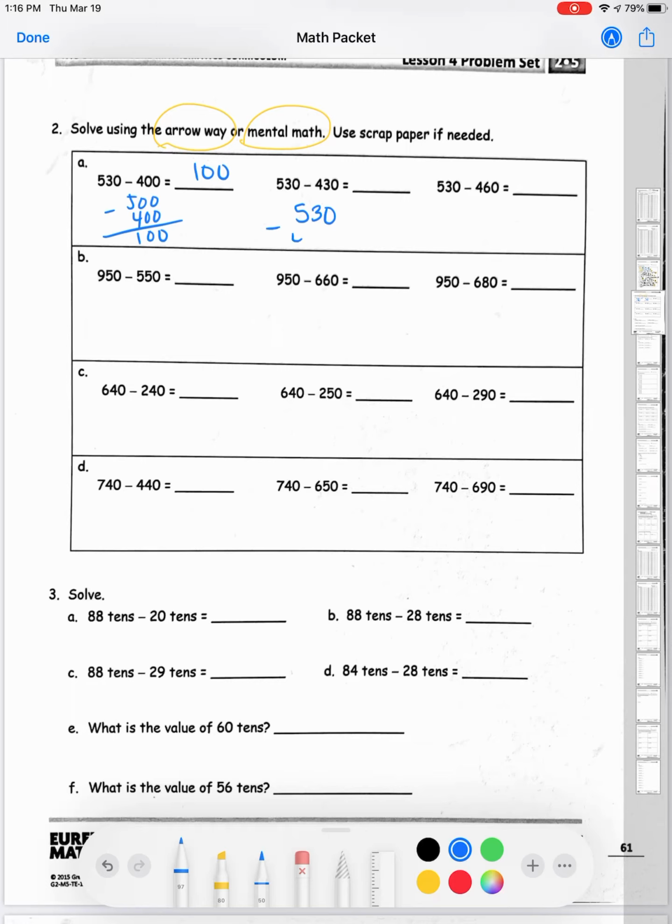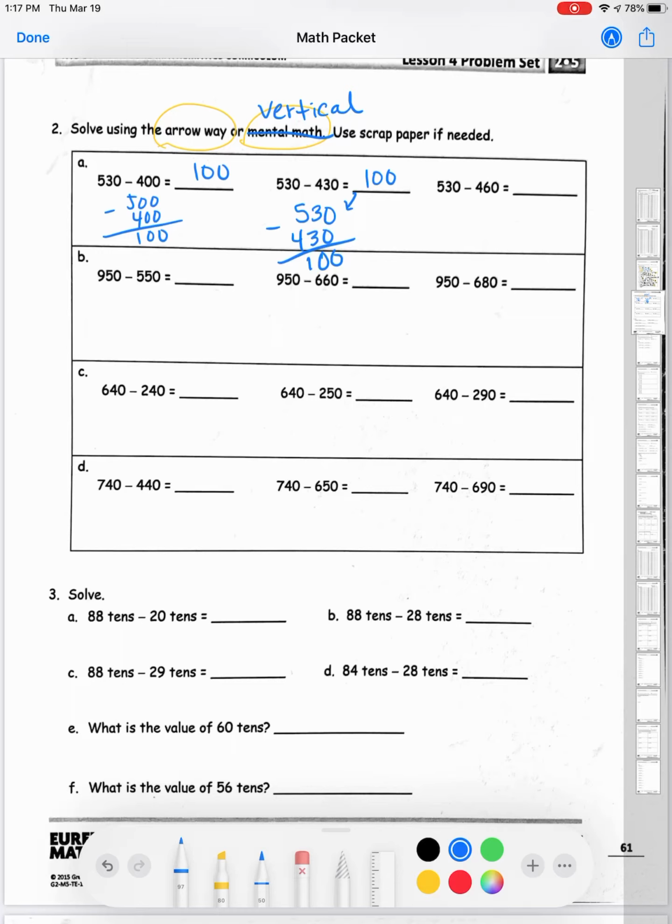530 minus 430. Always start on the ones place, if you remember. 0 minus 0 is 0, 3 minus 3 is 0, and 5 minus 4 is 1. And yes, you can do that. So instead of mental math, let's cross that out and say vertical or algorithm, and continue working on those that way.